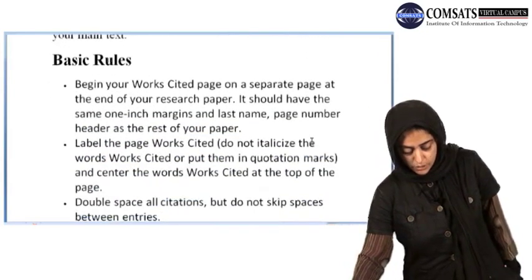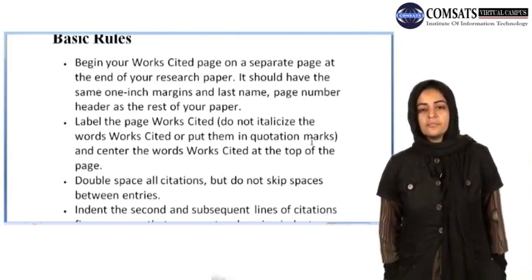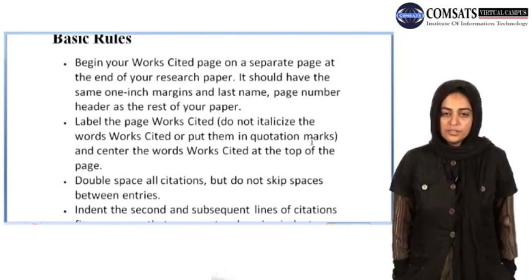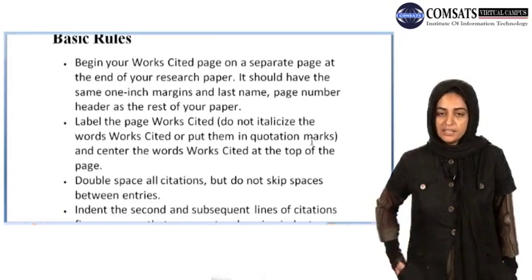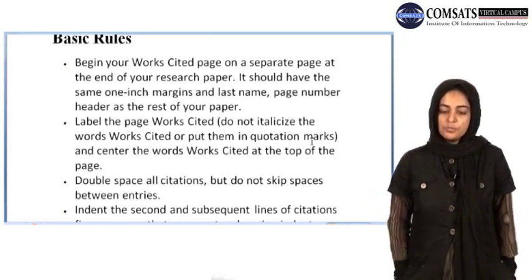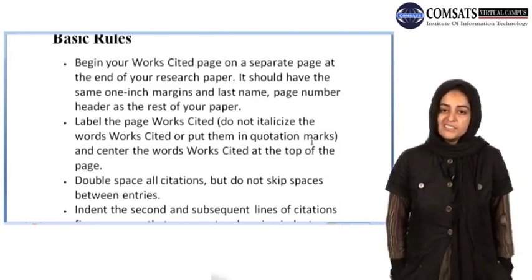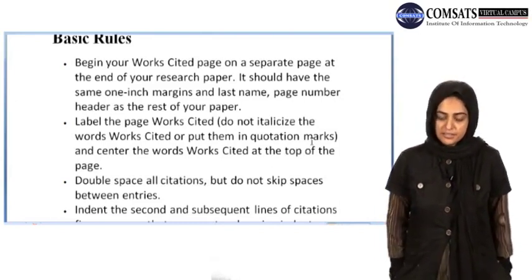What are the basic rules? Kindly have a look. Dear students, it should have the same 1-inch margin. Your Works Cited page should have the same 1-inch margin from the left side, and the heading that should be given there is Works Cited. Now the heading, the label Works Cited, should not be italicized, and it should not be in capital letters, and it should be in the center of the page while you are following the MLA referencing style.